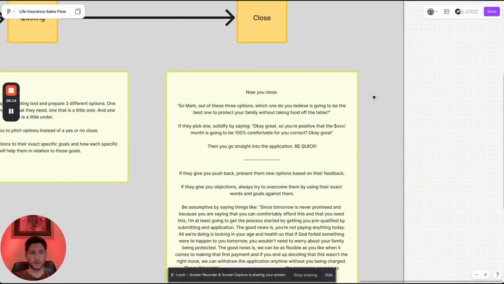Okay. Very important that you tie it to the needs. You get them to understand what it's for. You get them to tell you, yes, I need this. Yes, I'm comfortable with this. Yes, I can 100% afford it no matter what for the rest of my life. Okay. Once you've done that, you move on. You go straight into the application, be super quick.